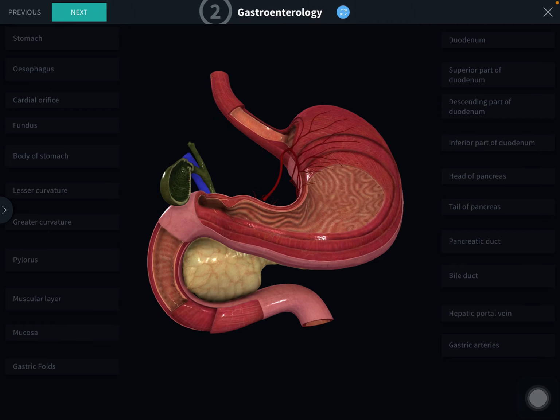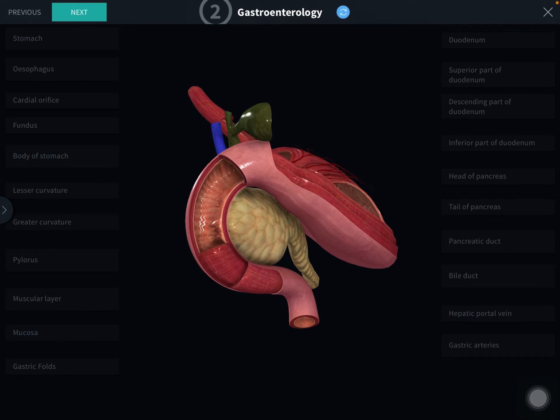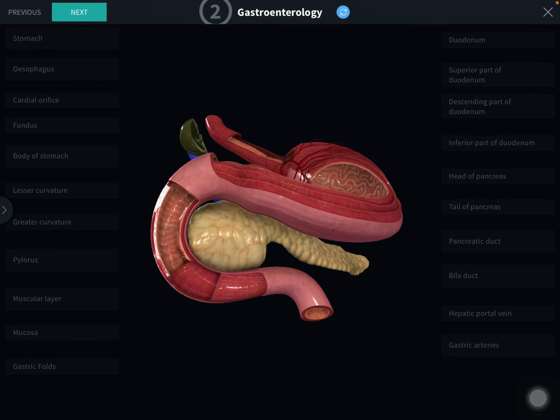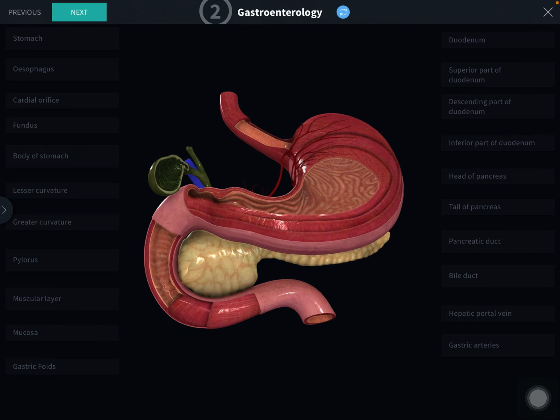So the first part, the upper part, is about 5 centimeter. The second is the vertical part, about 8 to 10 centimeter. And the third, the horizontal part, which extends from the superior duodenal flexure to the inferior duodenal flexure, is again about 10 centimeter.